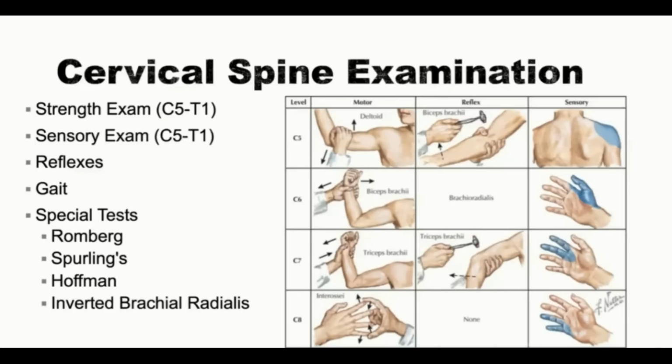And then I don't know if you guys can see the right column there, but the sensory examination is kind of as depicted here with the lateral shoulder, the thumb and index finger, middle finger, and then the ulnar aspect of the hand, respectively.